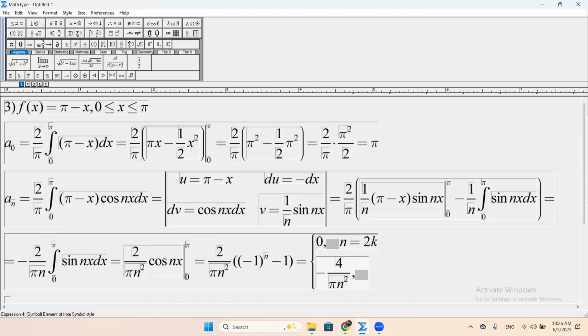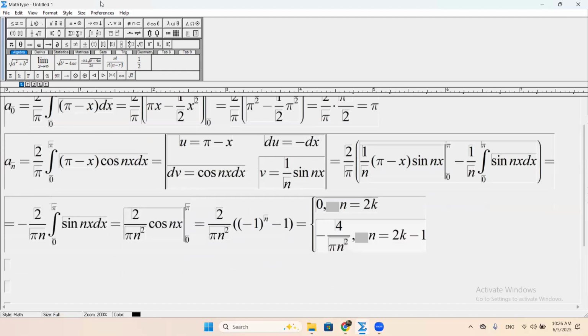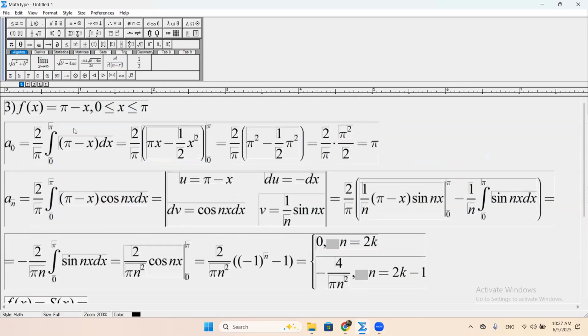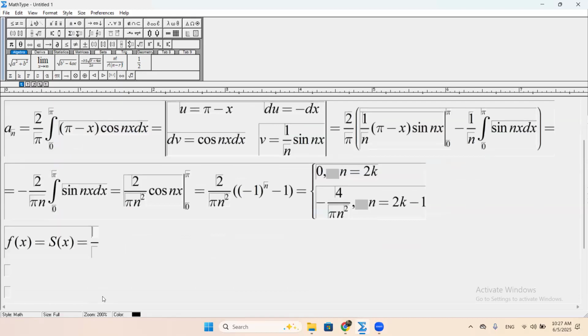So if n equals k minus 1, we received coefficients for the Fourier series. So it will be equal to the following. f of x equals s of x, a0 over 2, so p over 2.